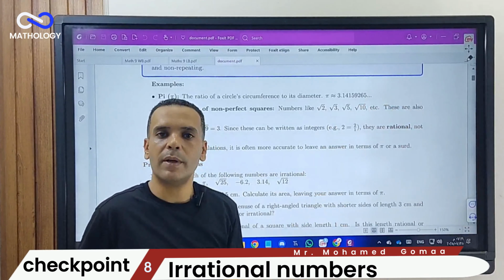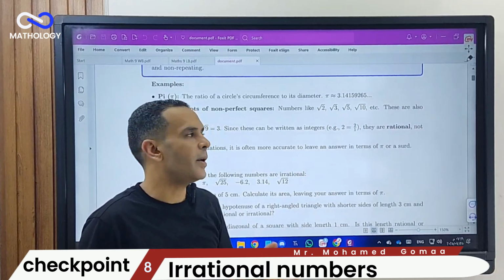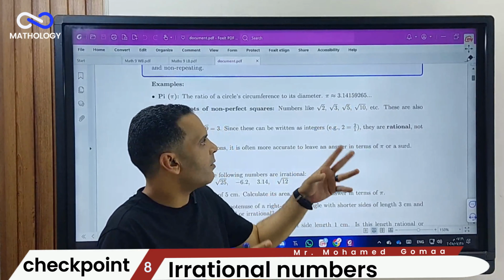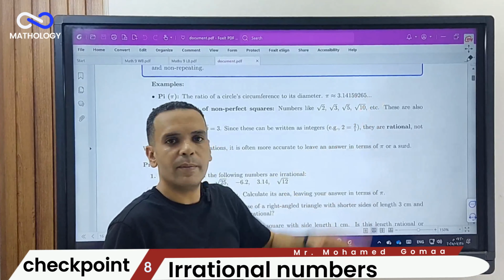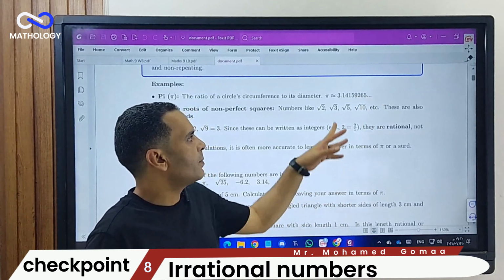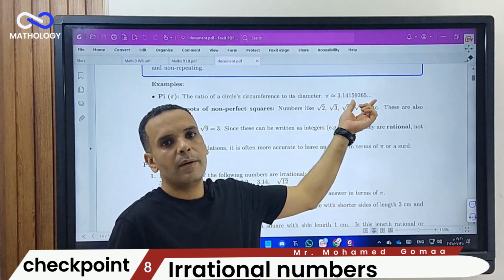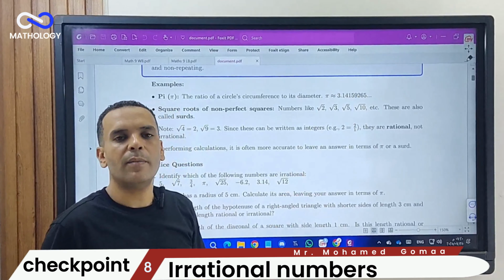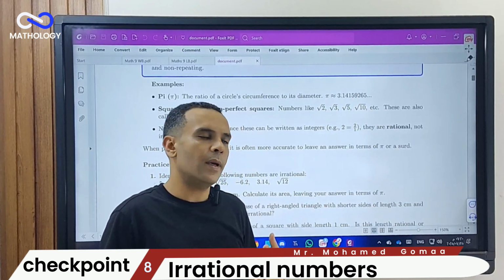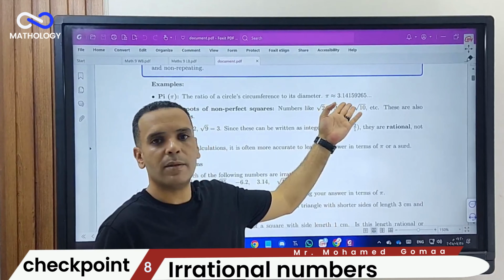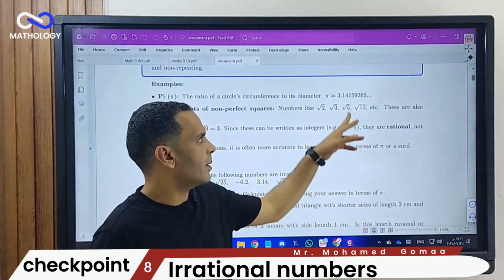3.1415925 and so on. Okay? This decimal is non-repeating: 141592, non-repeating. There is no pattern for these numbers. Okay? Non-repeating and infinite. So it's an irrational number. An irrational number is represented by a decimal that is infinite. A decimal like this has no end, okay, and there is no pattern or repeating decimal.